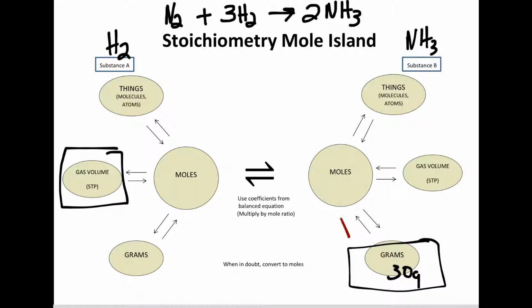We're going to go from grams to moles, moles to moles, and then moles to volume of gas. And of course this is at standard temperature and pressure. I didn't say that, but that is the only way we can use mole island with gas volume. So that's the way it's going to be. So to go from grams to moles, we are going to divide by the molecular weight of ammonia, because that's the side that we're on. So let's go do that.